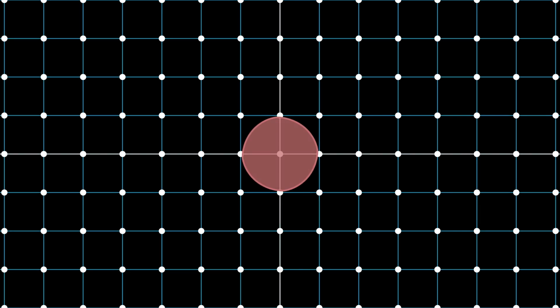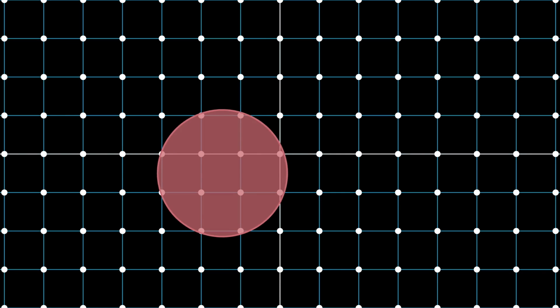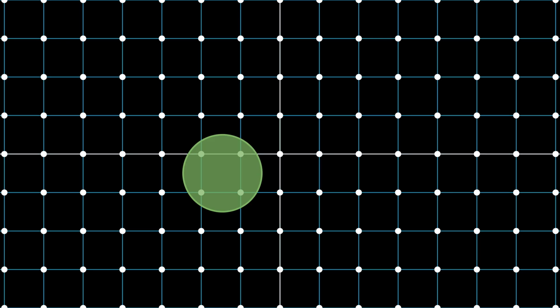Now that we have a plane, we can consider shapes on it and analyze the relationship between the geometry of shapes and integer points. Consider a circle, for instance. Does it contain any integer points? How about now? Now, you can see that whether or not the circle contains any integer points depends on two factors: where it is centered and how long a radius it has.